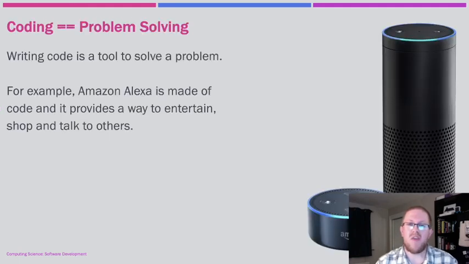To begin, we're going to think about what coding is, and essentially coding is problem solving. We write code to solve a problem. For example, Amazon's Alexa is made of code, and the problems that Alexa solves are, well, we might get bored at home, so how can we be entertained? How can I listen to my music? How can I talk to others? These are all problems that Amazon Alexas solve.